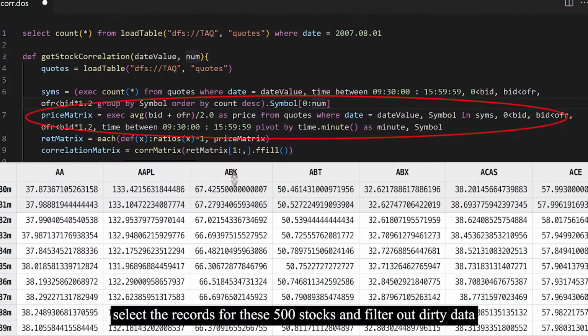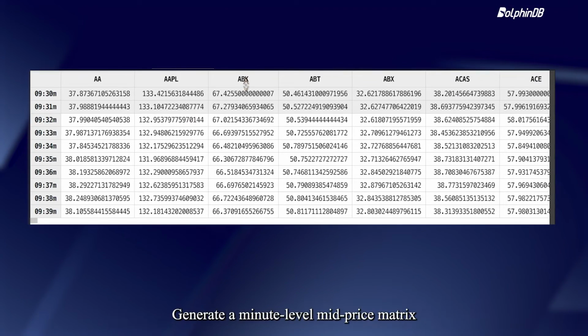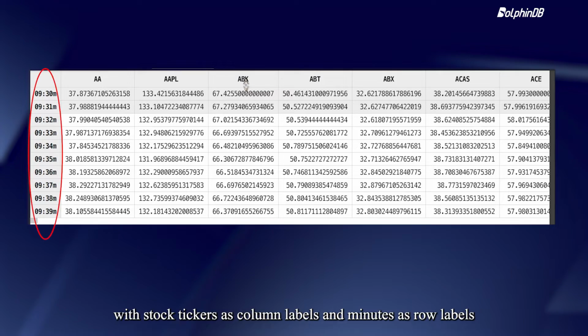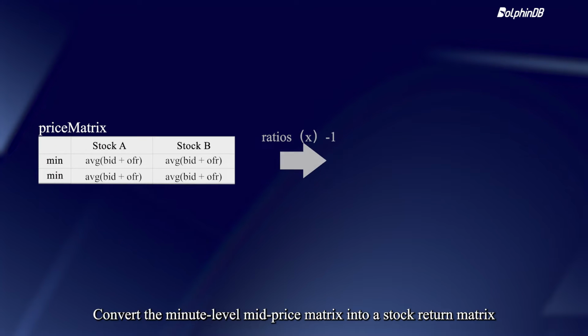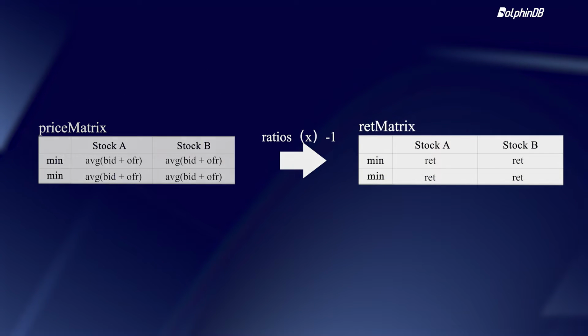Next, select the records for these 500 stocks and filter out dirty data. Generate a minute-level mid-price matrix with stock tickers as column labels and minutes as row labels. Convert the minute-level mid-price matrix into a stock return matrix.